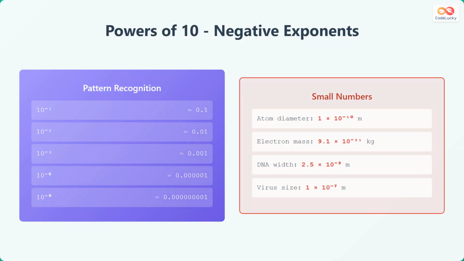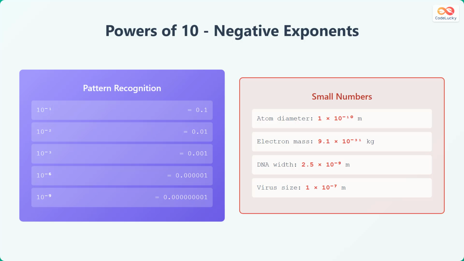Now let's turn our attention to powers of 10 with negative exponents. These are used to represent very small numbers. Again, by recognizing the pattern, we can easily understand how these exponents work. 10 to the power of -1 is 0.1. 10 to the power of -2 is 0.01. 10 to the power of -3 is 0.001. 10 to the power of -6 is 0.000001. And 10 to the power of -9 is 0.000000001. Notice how the negative exponent tells you how many places you need to move the decimal point to the left.